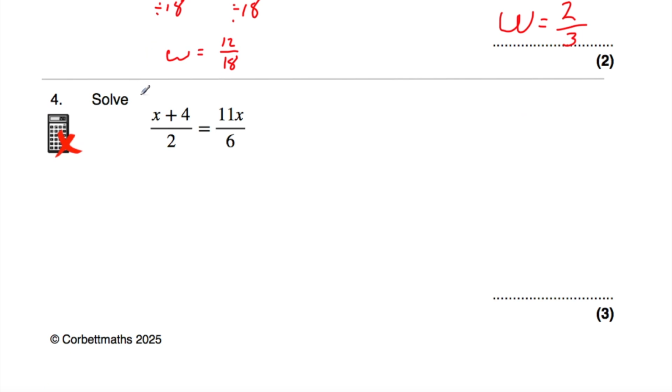Okay, so question number 4, we've been asked to solve x plus 4 over 2 equals 11x over 6. Again, we've got a fraction equaling another fraction, so we can use cross multiplication. So we're going to multiply this numerator by that denominator.